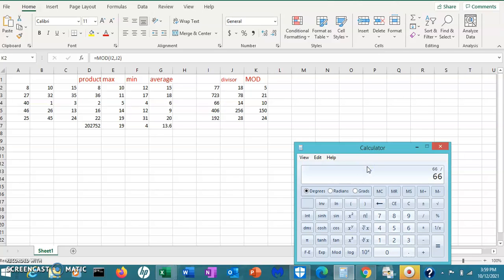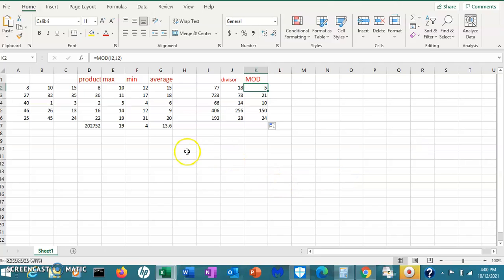66 divided by 14 is equal to 4. So 4 times 14 equals 56, and then there's 10 left. So the 10 right here is equal to the remainder after you divide this evenly. So that's the mod function.